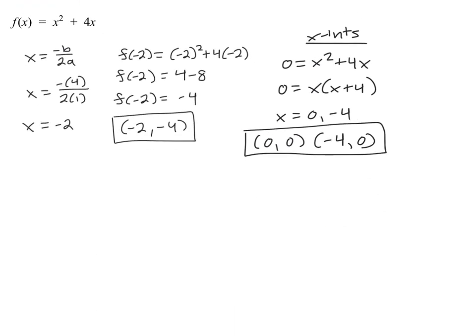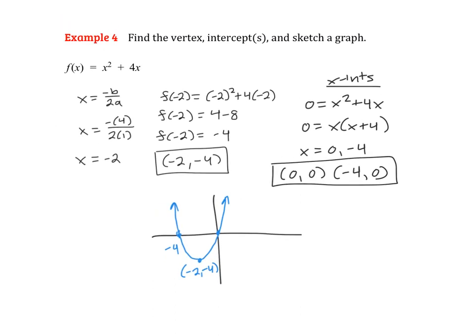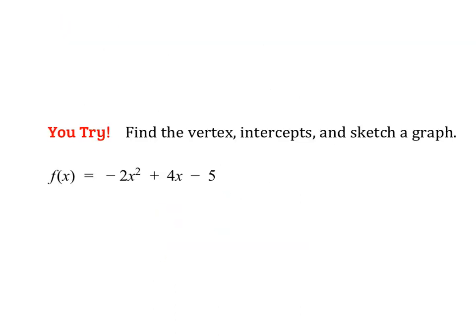So now we can sketch a really quick graph. So let's say here's (-2, -4). I have an intercept at (0, 0), and (-4, 0). So it would look something like this. Again, this is -4, and this is (-2, -4). And there you have it.